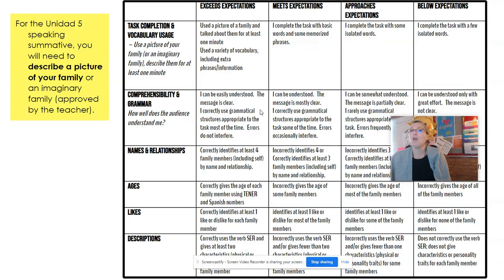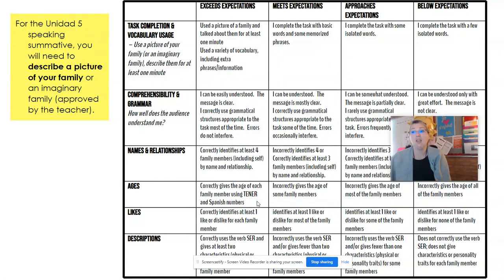What about grammar? Do you use correct grammatical structures most of the time? Do your errors not interfere? Like if you said, I don't know, me gusta bailar, and maybe you got it a little bit wrong, I would still understand. Then here is the nitty gritty. So, do you correctly identify at least 4 family members by name and relationship? You could include yourself if you'd like.